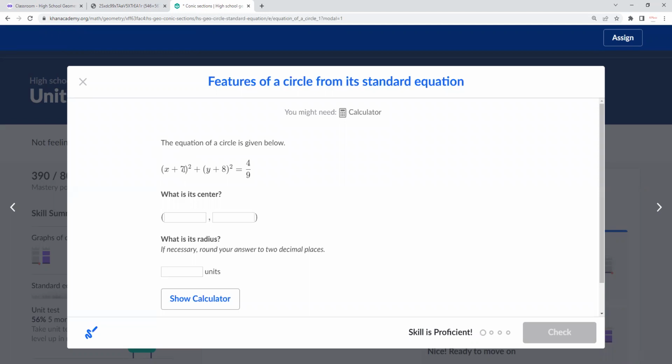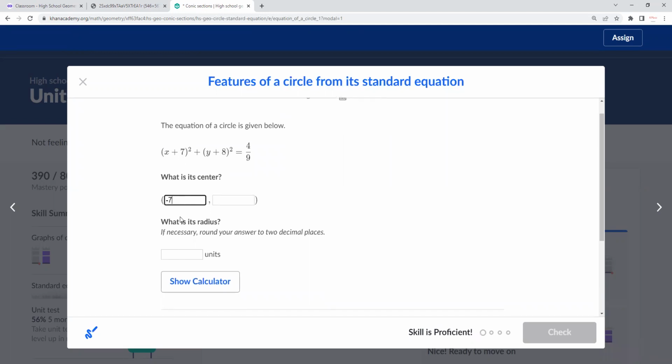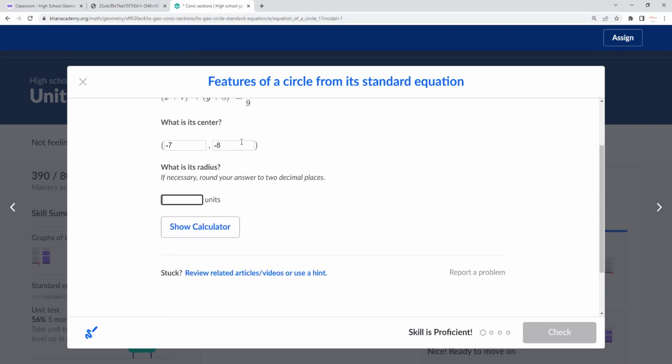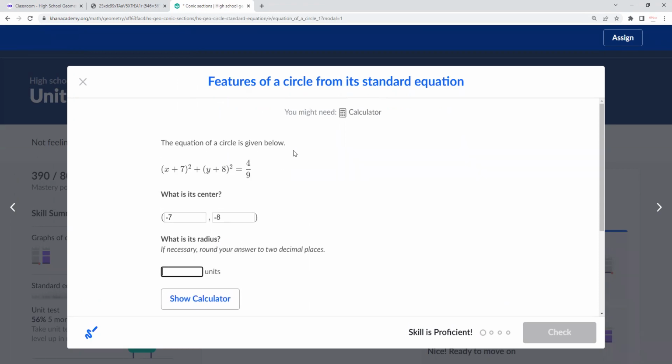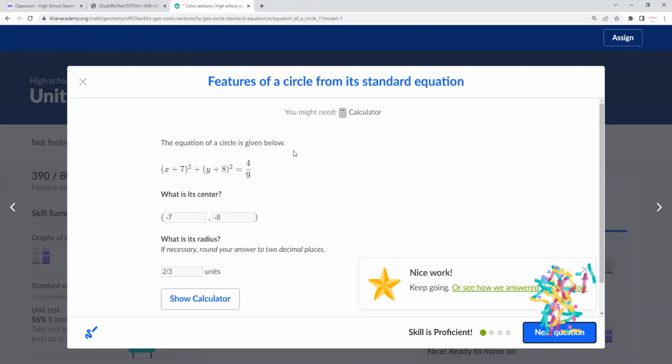Okay, what's the center of the circle? Well, it tells you right here. This is the equation of the circle. The center is at -7, -8. It's the opposite of what you see for these, because when you plug it into the formula, it's a minus. So that means they plugged in a -7 and it made a plus. And then the square root of this is your radius, which is 2/3.